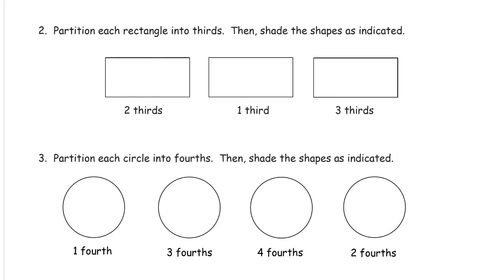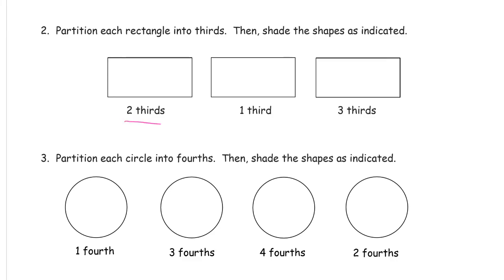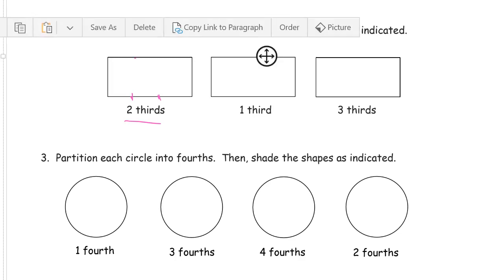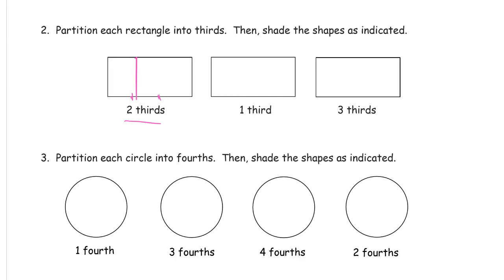It says partition each rectangle into thirds and then shade the thirds as indicated. So here it says shade in two of the thirds. Now you can do this with rectangles. You kind of have to guess for thirds. It's not going to look perfect, but it'll be close. Thirds are a little smaller than halves, and I'm going to shade in two of those. They don't have to be right next to each other either.